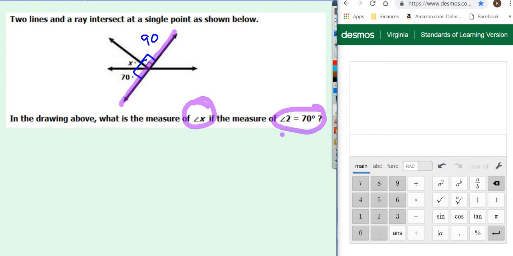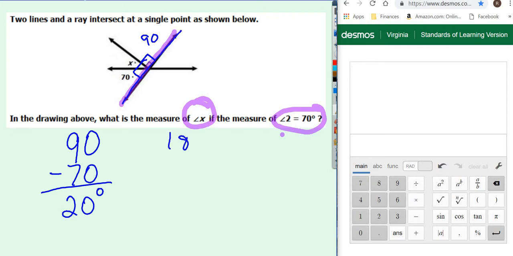So to solve this, you can do it a couple of different ways. The way I would do it is, I know that 70 plus x is 90, so I would take 90, subtract the 70, and end up with 20 degrees. If you want to use that entire line, you can start with 180 degrees, subtract the 90 that's in the square, subtract the 70 that is written, and that leaves you 20 degrees at the bottom.